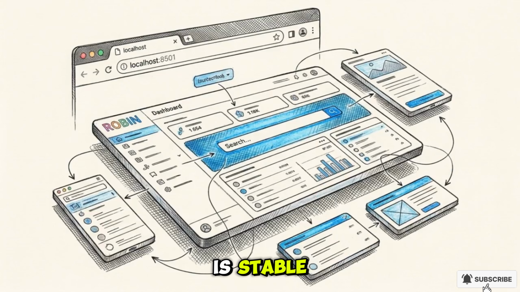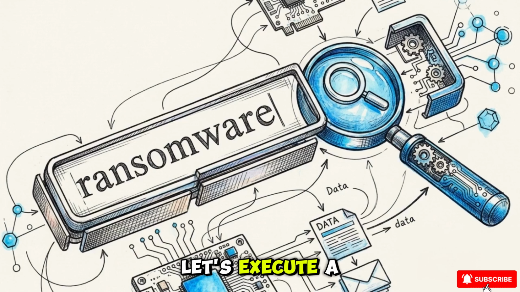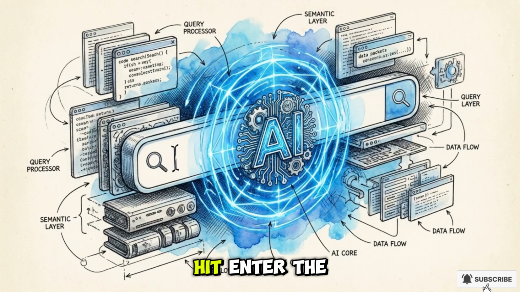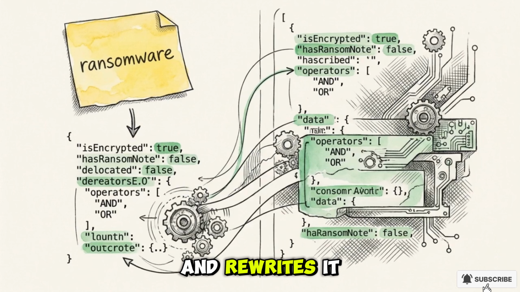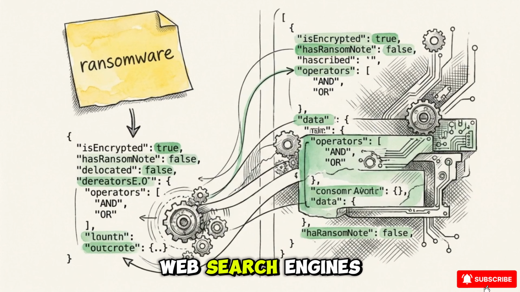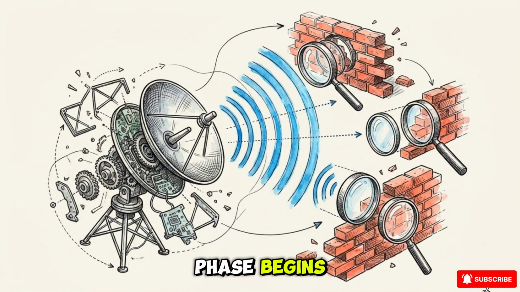Once the connection is stable, open your local web browser and navigate to localhost port 8501. This brings up the Robin web UI. Let's execute a test. In the search bar, enter a safe query, like ransomware, or your own email address to check for leaked data. The moment you hit enter, the AI steps in. It takes your basic prompt and rewrites it into a highly targeted threat query, optimized for dark web search engines. Then the scraping phase begins.